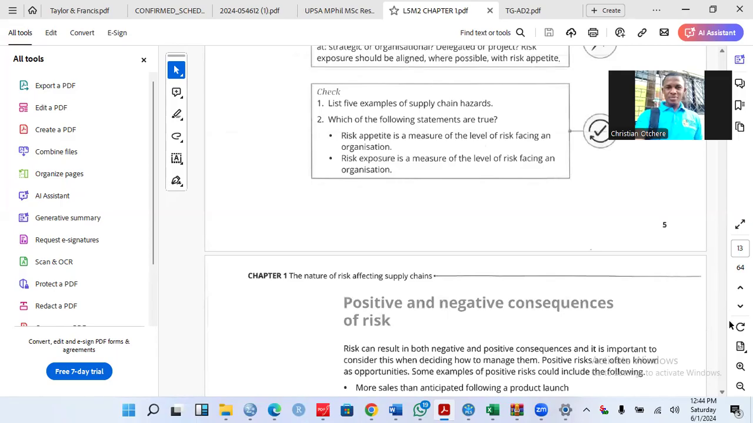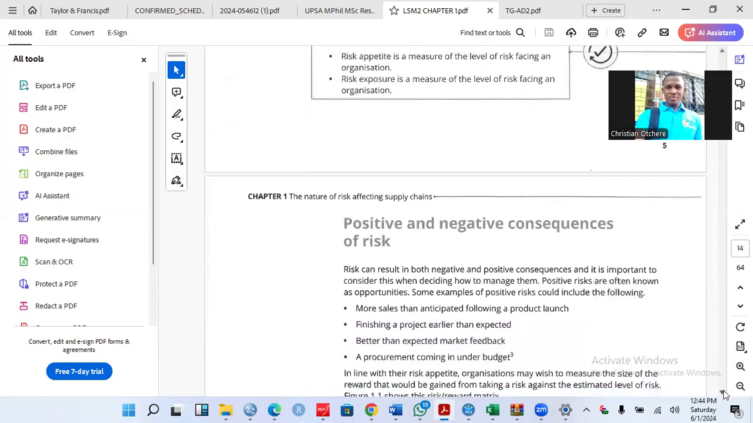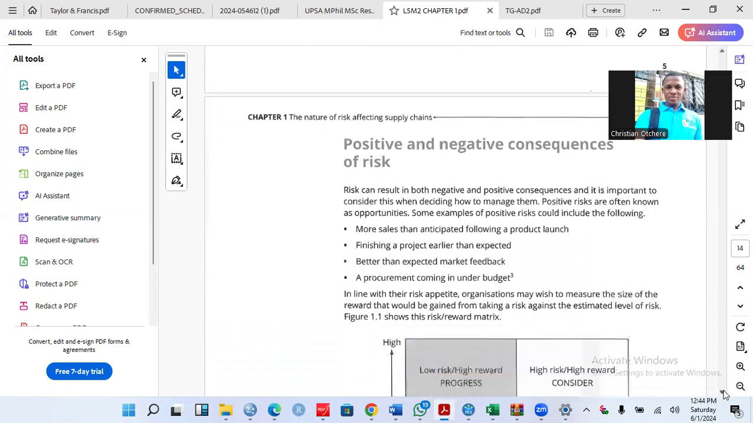Now, let's look at the consequences of risk. Risk can be positive or negative, or there can be positive and negative consequences of risk. Yes, there can be negative consequences and positive consequences.